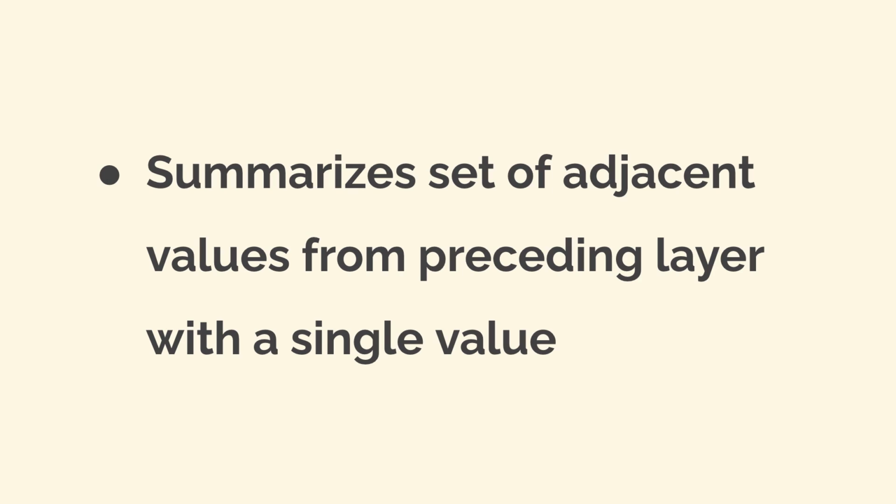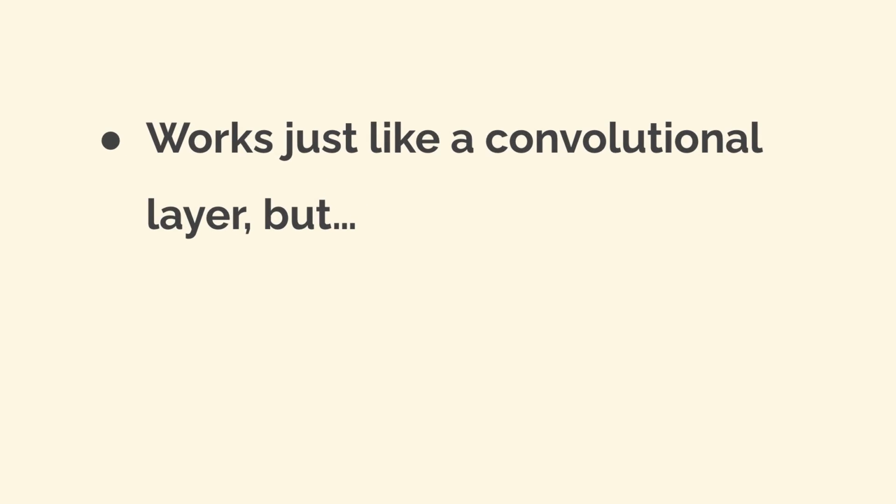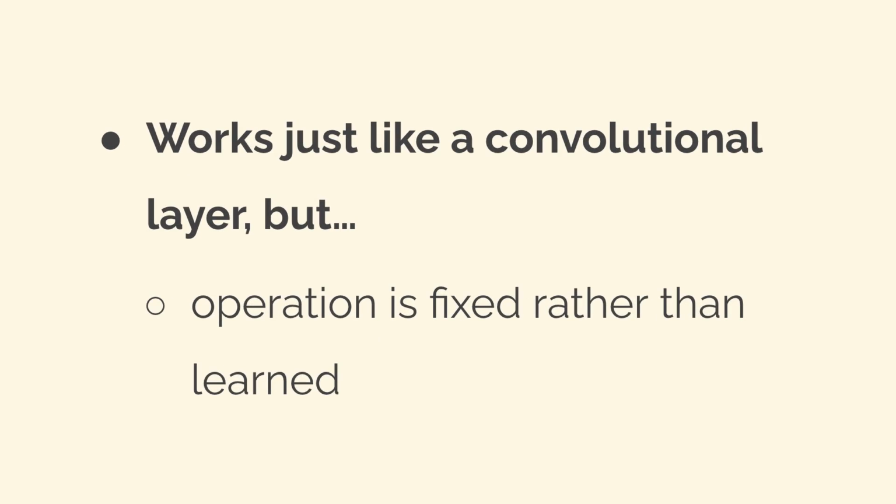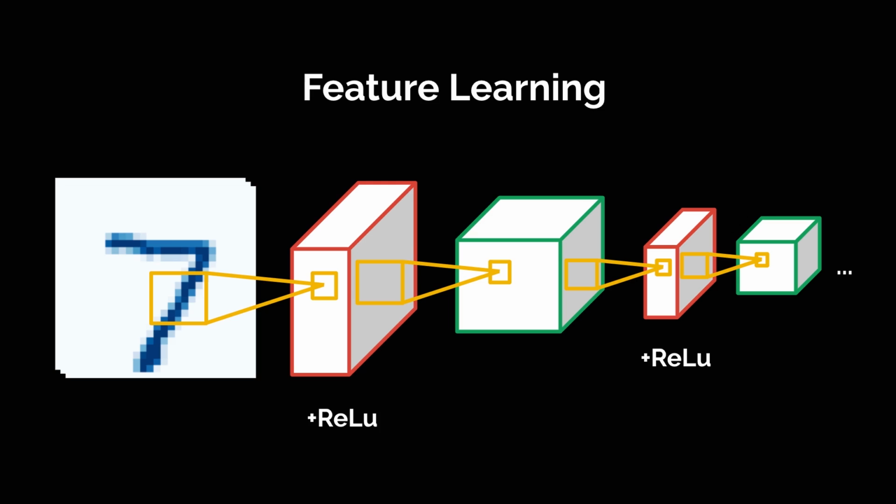This means it's going to take multiple features, so adjacent values, from the previous layer, the convolutional layer, and make a summary of it. So it's going to take multiple values and make them into one, which is how it reduces the data required to represent an image. The pooling layer is very similar to a convolutional layer because it's all part of that feature learning and feature reduction. But the key difference is that the pooling layer, if you have one, its operation is fixed rather than learned. And a pooling layer is not required, but it's important to know that it's an option.